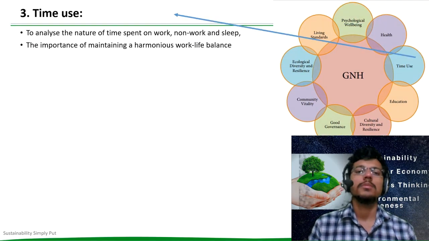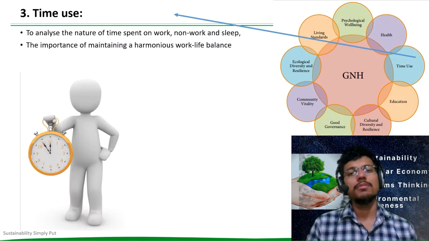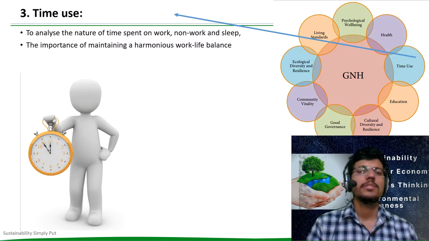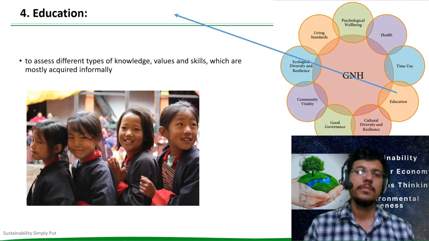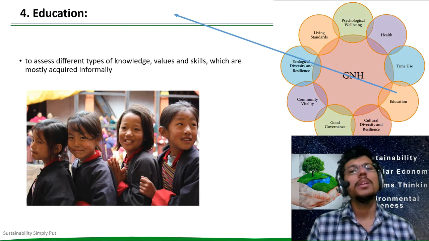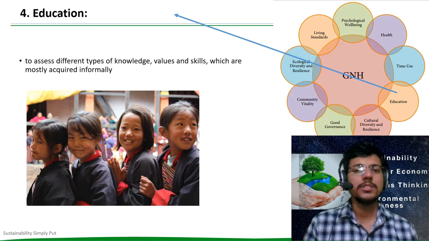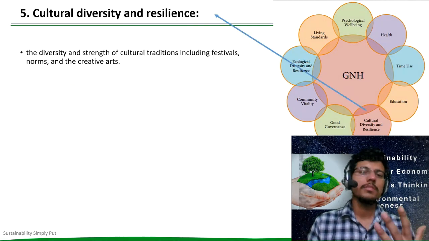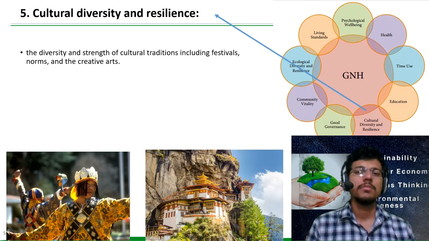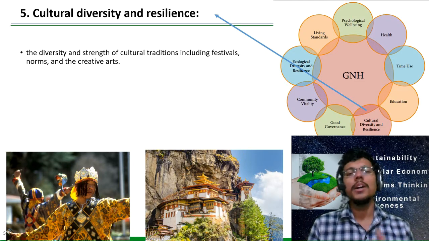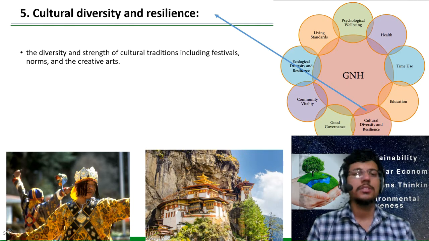Third is time use. This domain attempts to analyze the nature of time spent on work, non-work, and sleep, and highlights the importance of maintaining a harmonious work-life balance. Fourth is education. Besides incorporating formal and informal education, this domain also tries to assess different types of knowledge, values, and skills which are mostly acquired informally. Fifth point is cultural diversity and resilience. The culture domain looks at the diversity and strength of cultural traditions, including festivals, norms, and the creative arts.